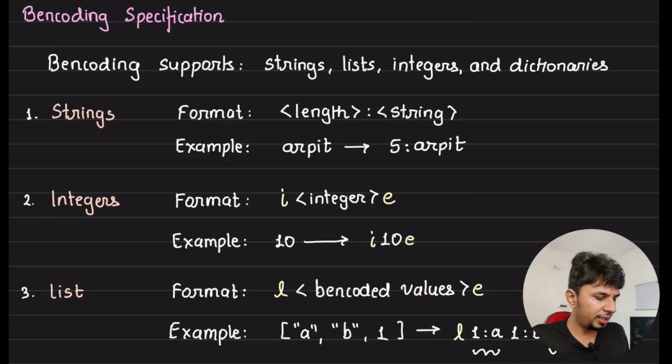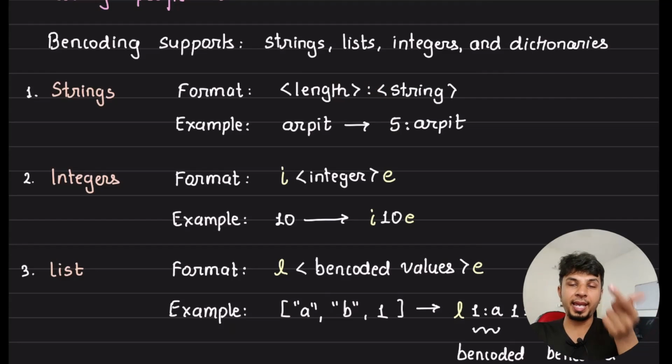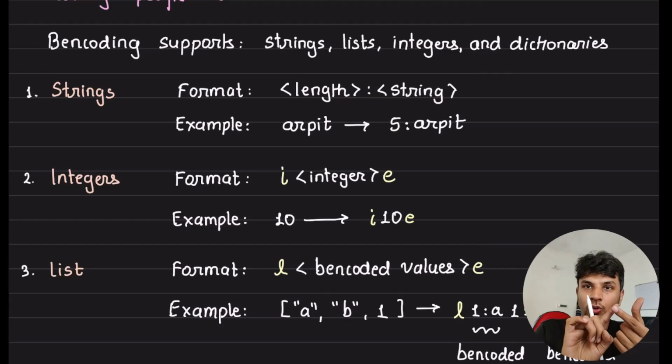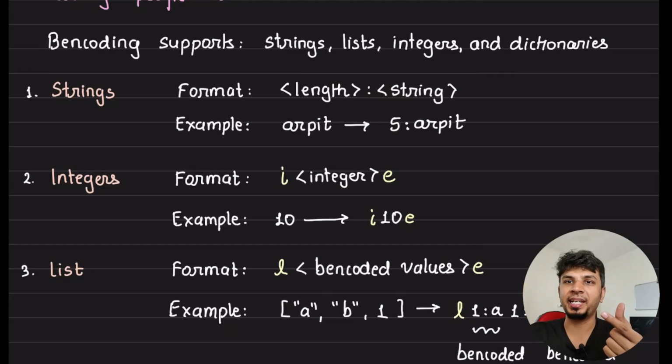A string is formatted something like this. It has a format of length:string. So for example, if I want to store Arpit, ARPIT would be encoded as 5:ARPIT. So 5 is the length because Arpit has 5 characters.